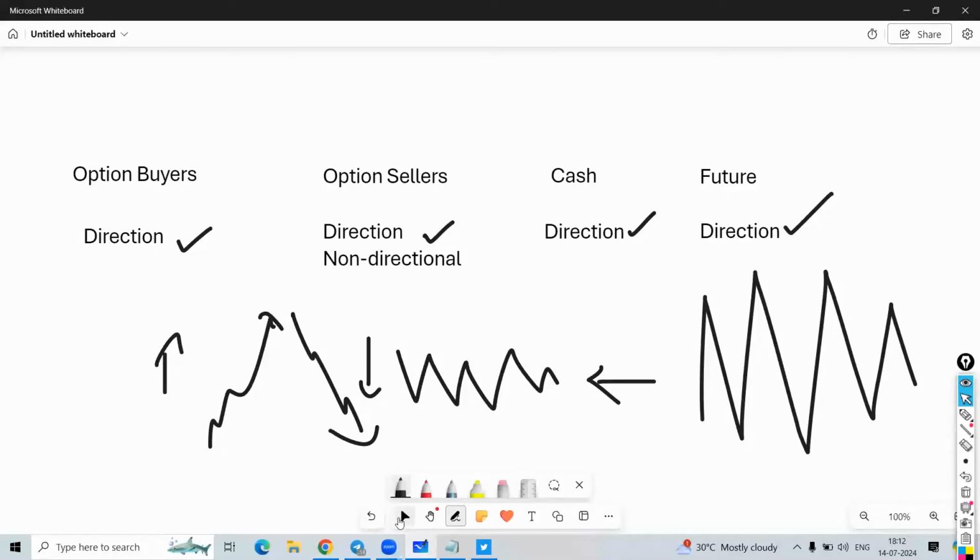Okay. So now what can we do? We cannot do everything. Sir, I can do directional. I will also do non-directional. I will also do this, I want to manage all this, up, down, swing. Everything is not possible when it comes to practical trading.